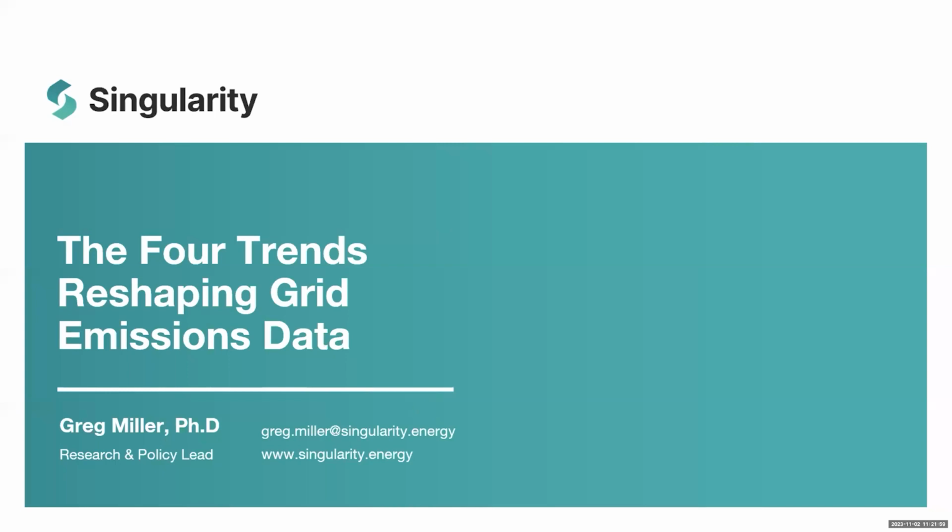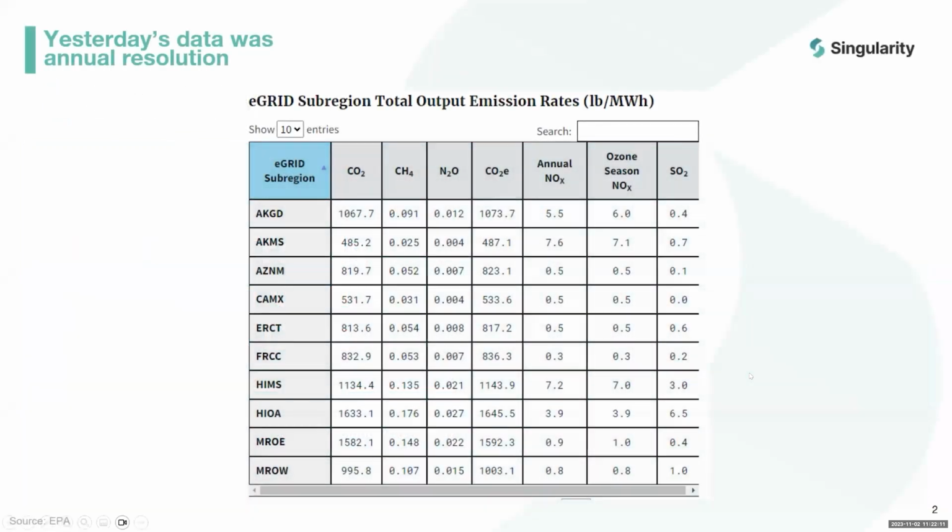But yeah, so I want to talk about the four trends because grid emissions data has changed a lot in the last few years, and the data you're used to probably looks nothing like the data that's currently available today. So the first trend is that yesterday's data that you're used to is probably annual resolution. There's a single number that you're using for the entire year, which doesn't really provide a lot of insight into how carbon intensity changes throughout the day with renewables as they generate.